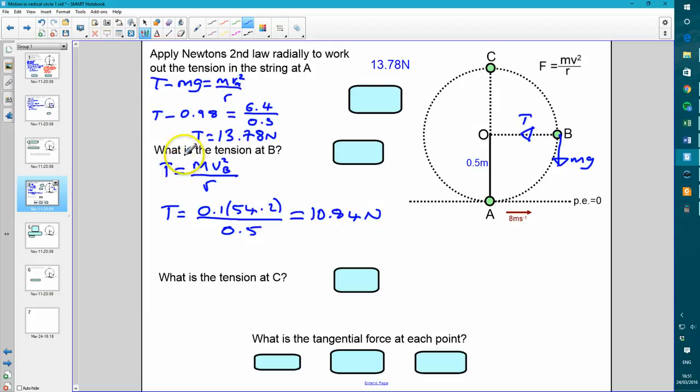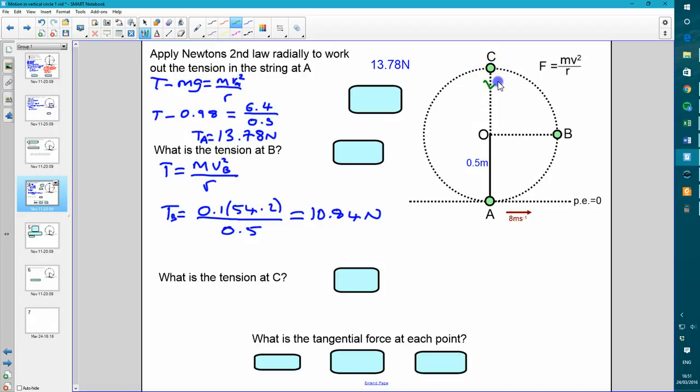Okay, so this should be my tension at A, I should have written, and this should be my tension at B. Okay, right, so my tension at C now. Well, let's have a think about what's going on here. I'll just rub that out for the time being. So I'll use a different colour again. So at C, I've got my net force towards the centre.